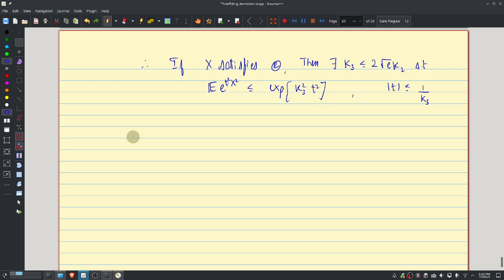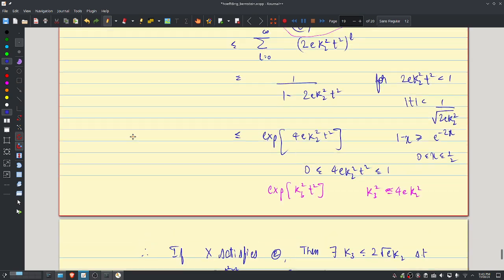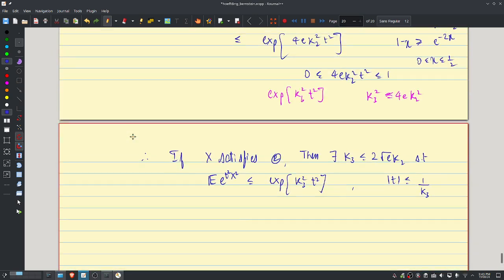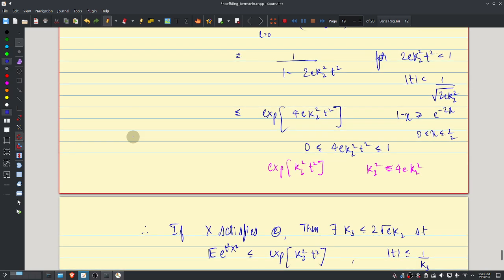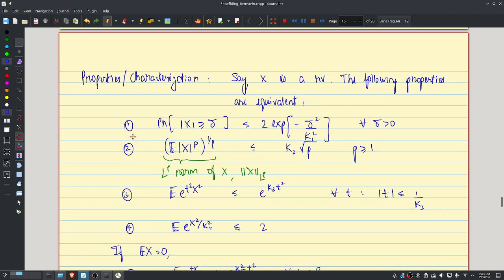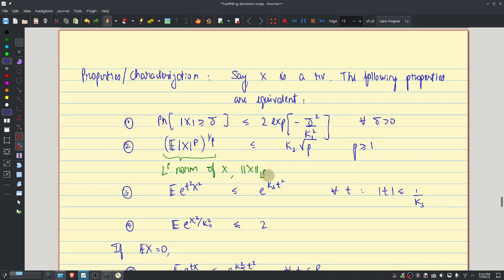Yes. In which one? Yeah, I gave the 5 things. Let me see. Correct. This should have been K3 square. Thanks for the correction.